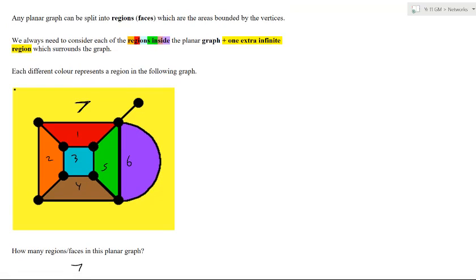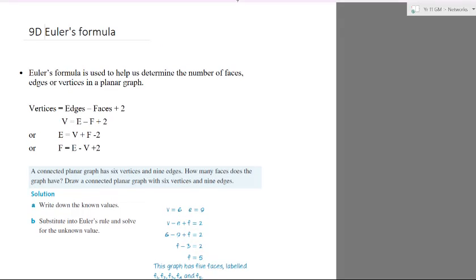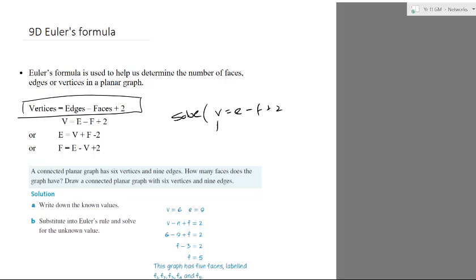Once we know regions and faces, then we can work with Euler's formula. Euler's formula is a formula used to help us determine the number of faces, edges, or vertices in a planar graph, and it's given by this. Now this can be used with solve on your calculator. If you had the number of vertices and you wanted to find the number of edges, you just plug in the number here, plug in the number here, and solve for E.